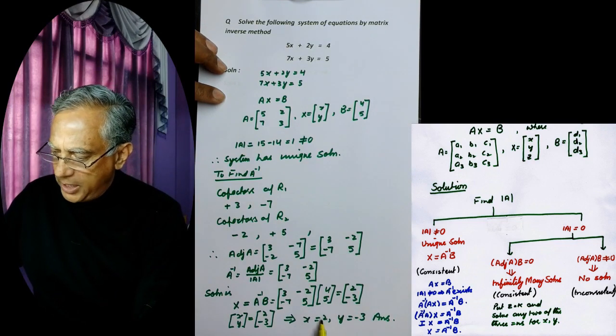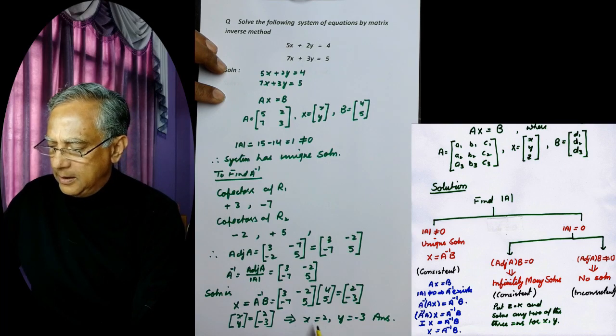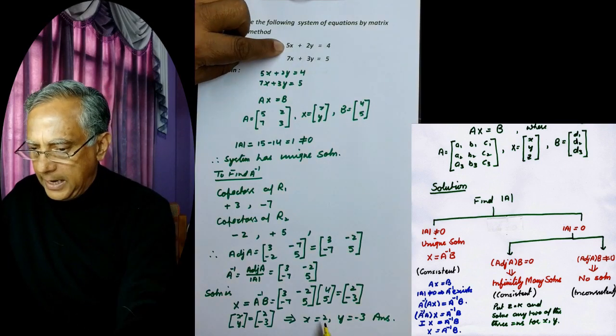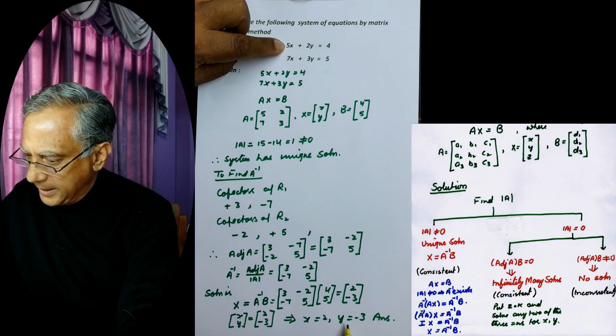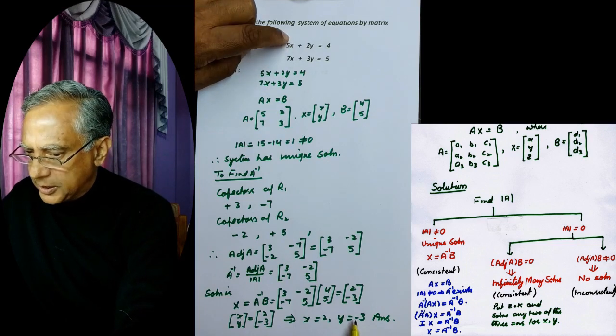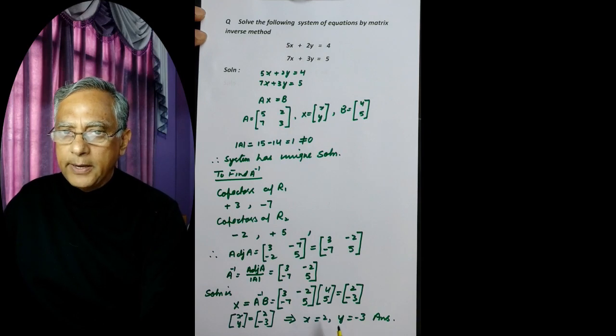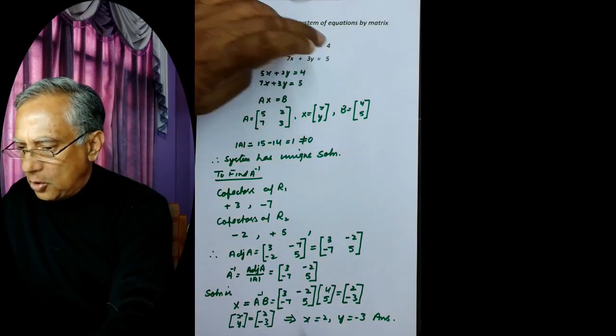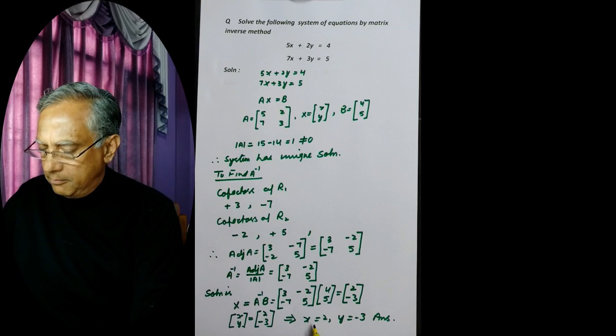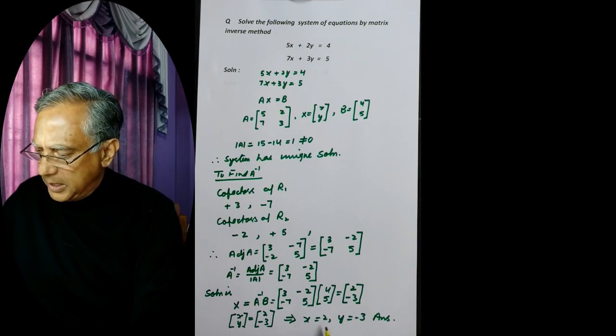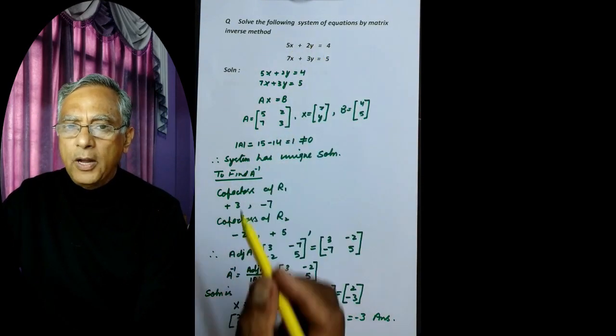You can check it by substituting in any one of the equations. X equal to 2, this will be 10. 10 minus 6, that is 4. 4 equal to 4, this equation is satisfied. And similarly, this will also be satisfied. But as a precaution, you can check the solution by substituting in one of the equations.